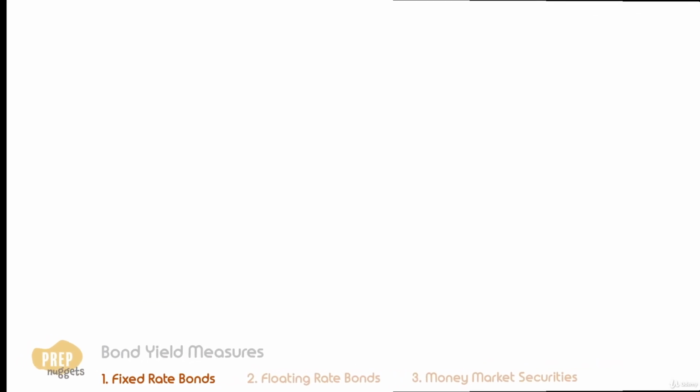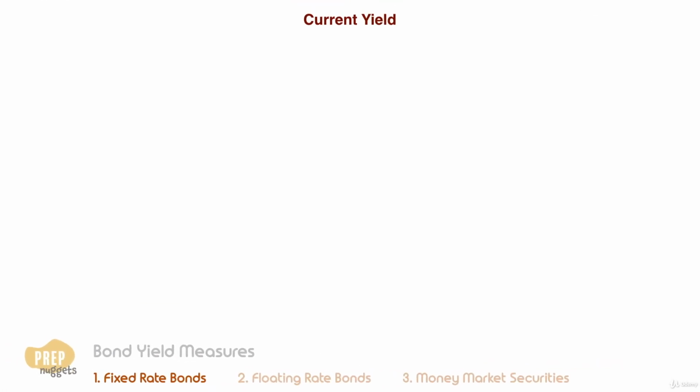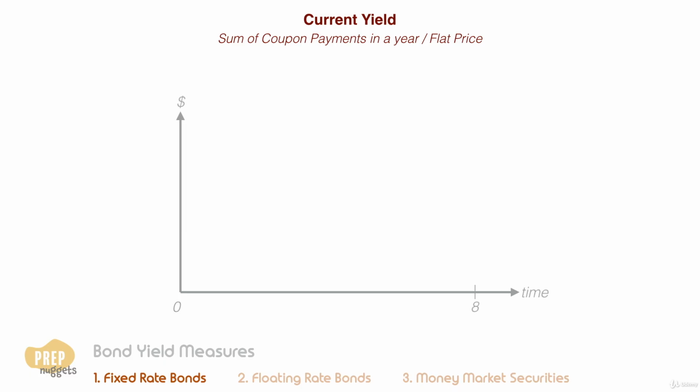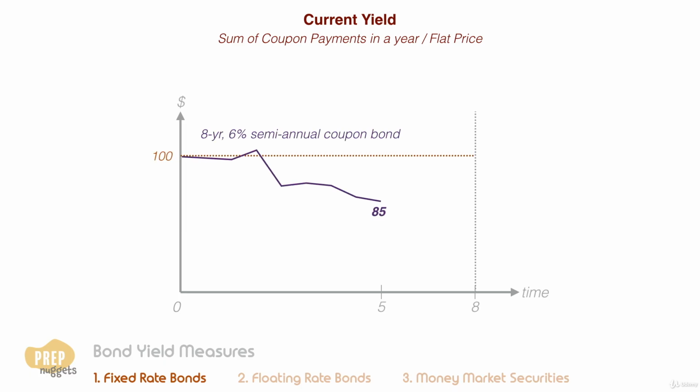Another yield measure that is commonly quoted for fixed income bonds is the current yield. It's calculated by the sum of the coupon payments received over the year divided by the flat price. For example, if an 8-year 6% semi-annual coupon payment bond is priced at 85 per 100 of par value at the end of its 5th year, its current yield at this instance is the $6 coupons in a year divided by the current price of 85. This gives the investor a current yield of 7.06%.